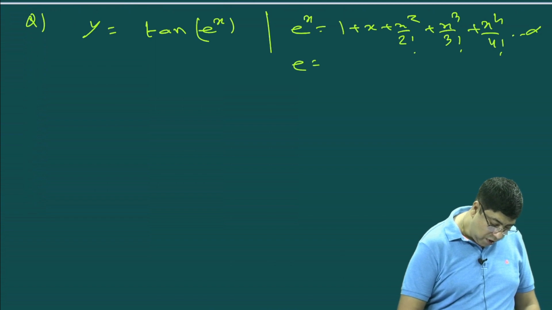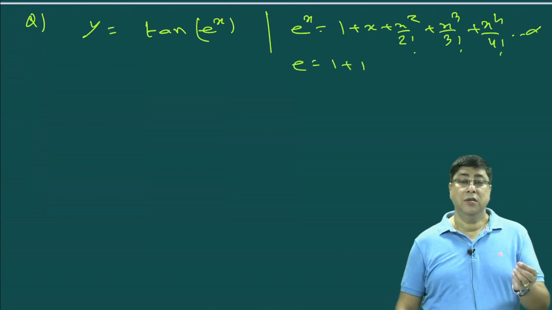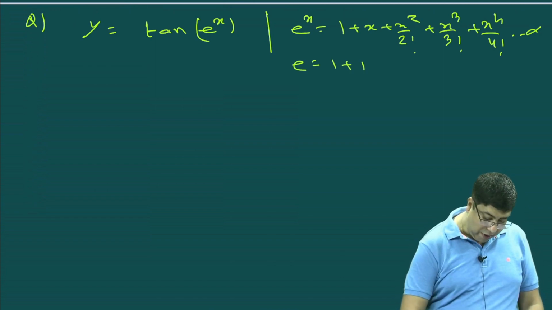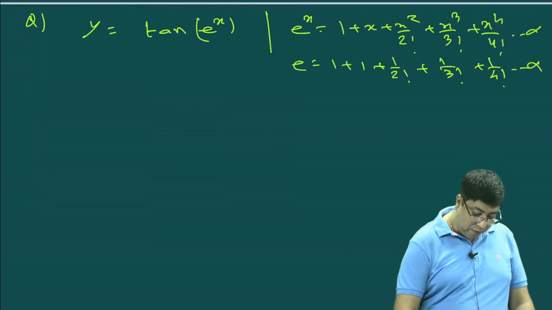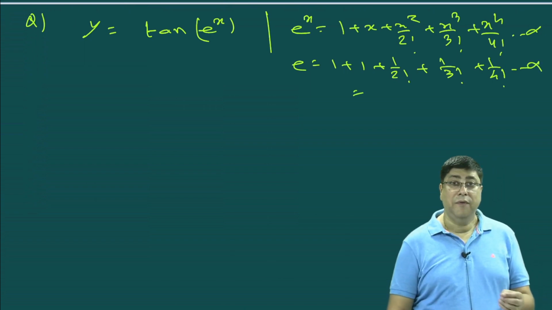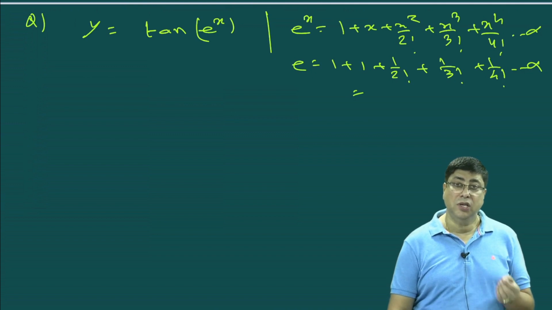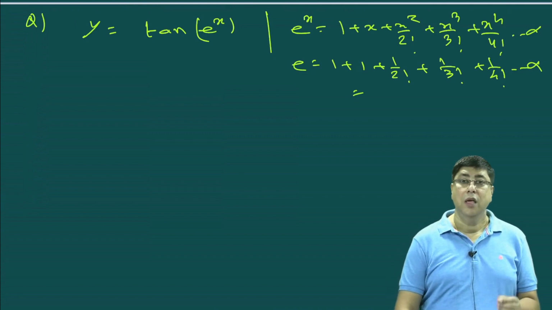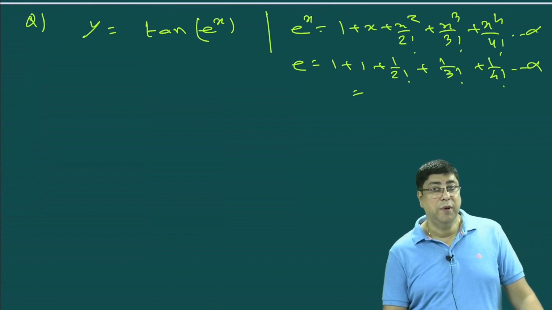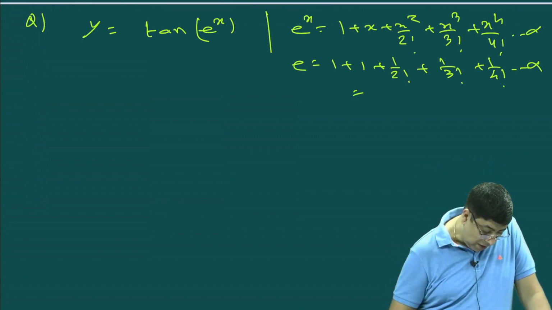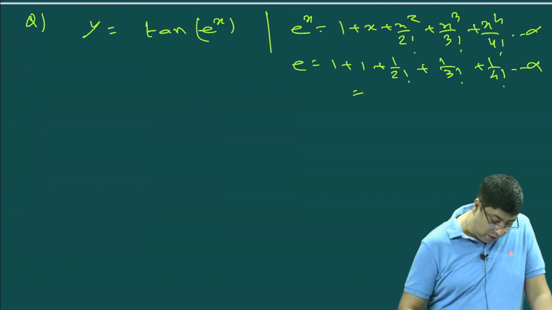It means e equals 1 plus, instead of x put 1, so 1 plus 1 by 2 factorial plus 1 by 3 factorial plus 1 by 4 factorial up to infinity. From this one to 1, the value we can generate, e is the irrational number lying between 2 and 3. The approximate value of e is 2.71, what I just told previous time. Next, what is the derivative of tan of e to the power x?